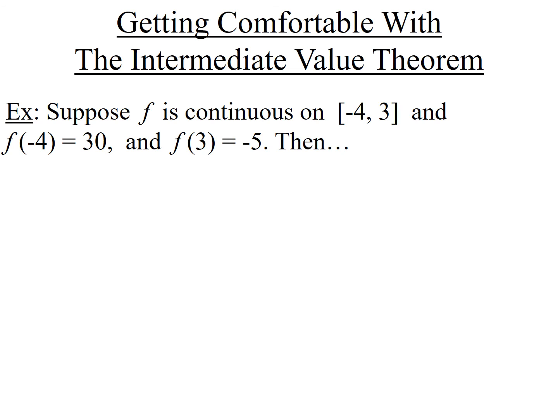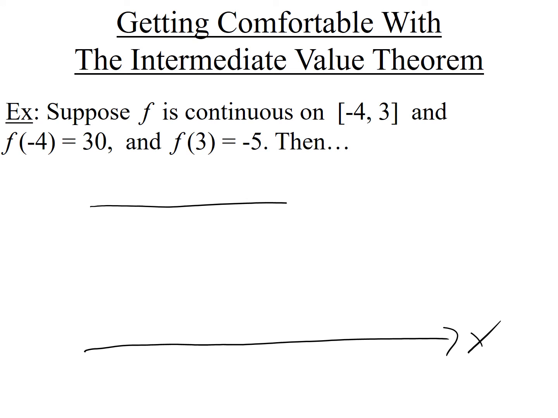Okay, f is continuous on the closed interval -4 to 3, and f of -4 is 30, and f of 3 is -5. So what can you say about that? Okay, I'm going to go ahead and draw an x-axis again and a y-axis again. So think of these as the inputs, and think of these as the outputs. Okay, so -4 to 3, those are inputs. I'm going to put those down here, -4 and 3.